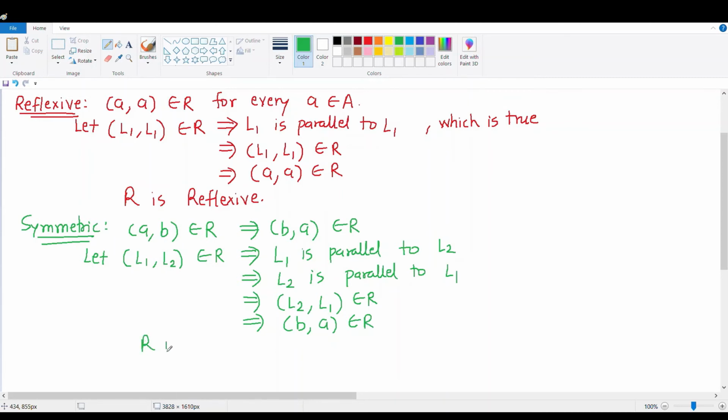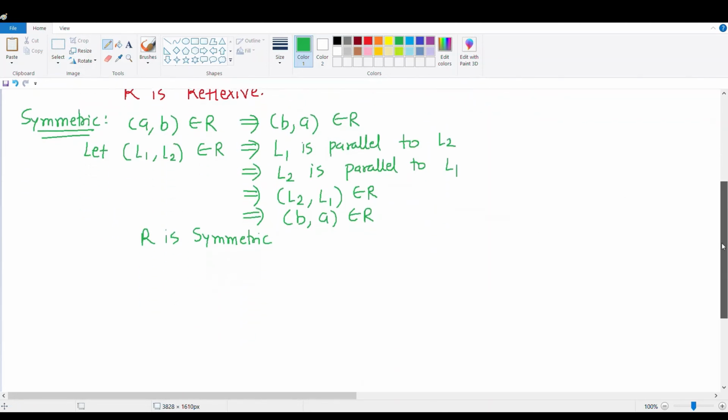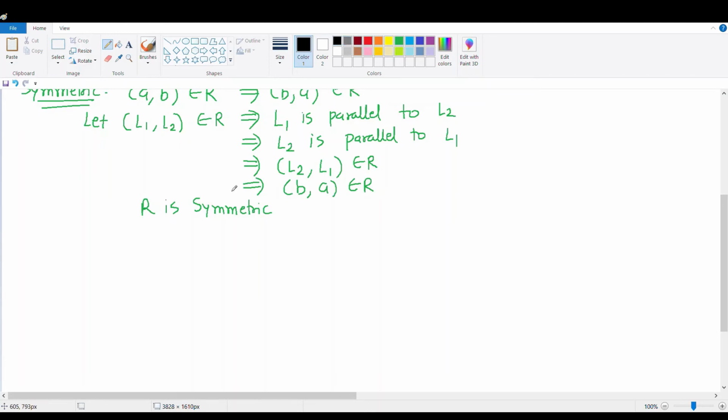So R is symmetric as well. Okay, why? Because our L2 was B, L1 was A, so (B, A) belongs to R. And as soon as we prove for (A, B) belongs to R that (B, A) also belongs to R, that means it is a symmetric relation. Now we are going to start working on transitive.